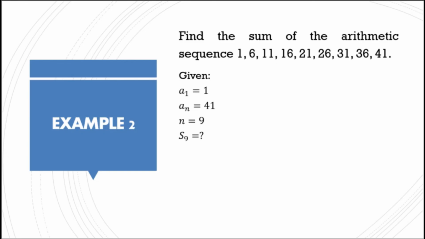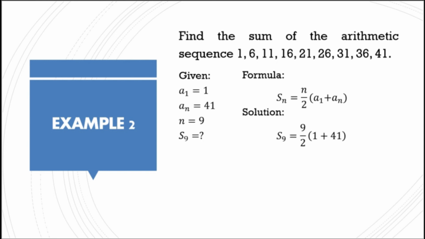So we use the first formula since a sub 1 and a sub n are given. So we substitute the given to the formula. We have 9 over 2 multiplied to 1, which is the value of a sub 1, plus 41, which is the value of a sub n. 1 plus 41 is equal to 42. And 42 multiplied to 9 is equal to 378. We now have 378 divided by 2, which is equal to 189. Therefore, the value of S sub 9 is equal to 189.